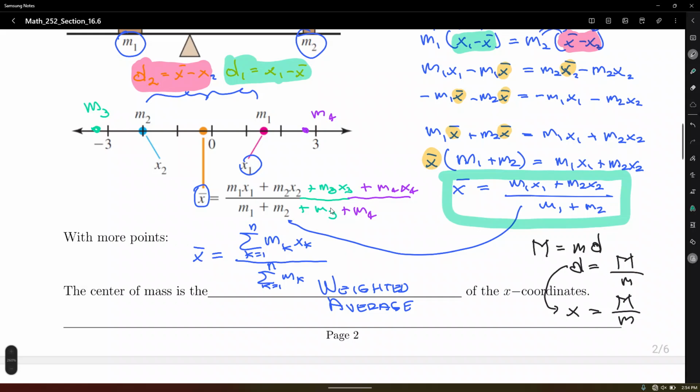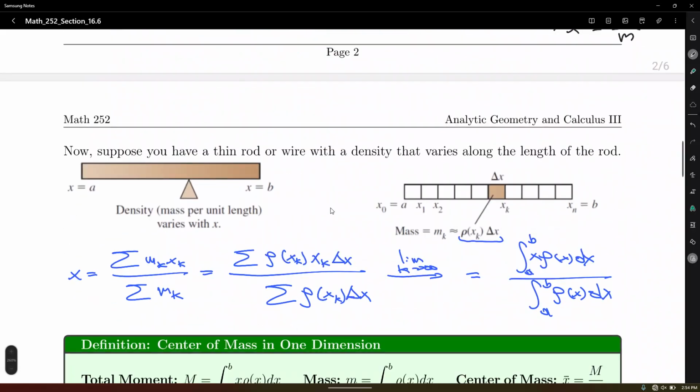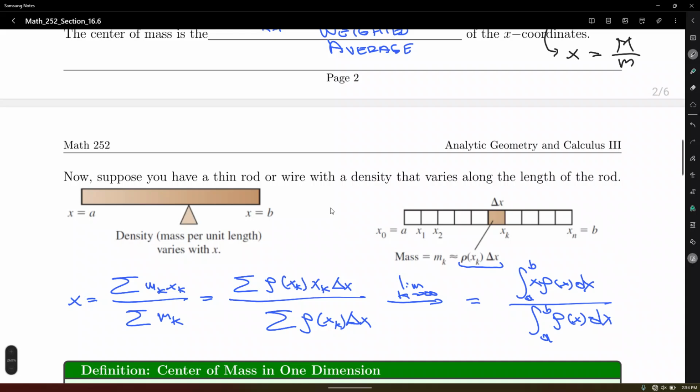All right, how is this useful? Well, what if we have a thin rod or a wire with a density that varies along the length of the rod? Look at this rod. Notice how on the left it has a lighter shade of brown, and it gets darker towards the right. That means the rod is not made of a uniform material. It has the same material, but it's not distributed evenly. That means the density at every single point will be different, so it's going to be a variable density.